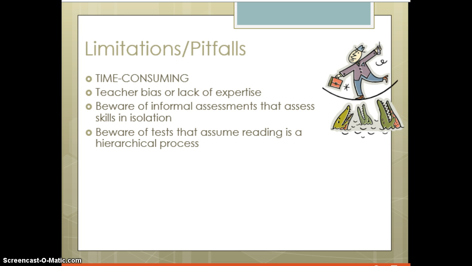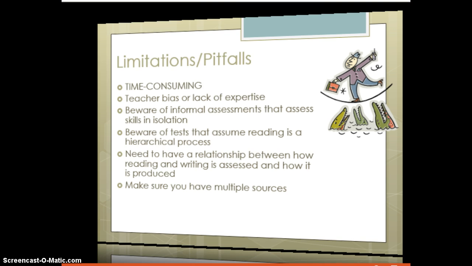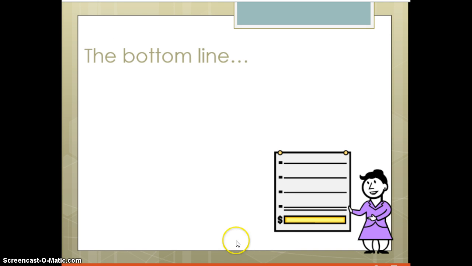Some of those skills are fluid. It doesn't mean that when you tackle your instruction you must do A before you do B, before you do C. You need to have a relationship between how the reading and writing is assessed and how it's produced, and that can be something that's limiting with some of those informal assessments. And when you want to use the data, make sure that you have multiple sources. I will give you the bottom line on our last screencast.